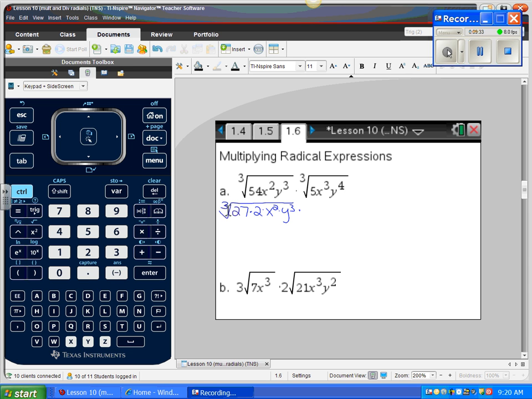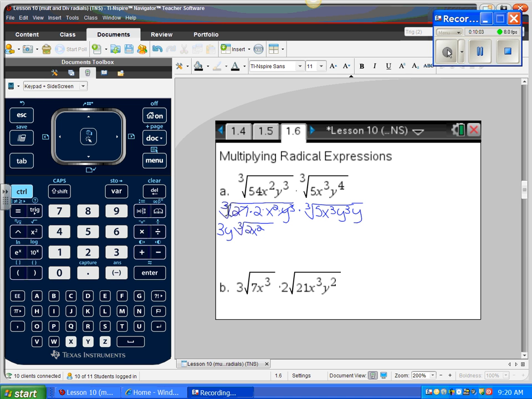Okay. Cube root of 5x cubed. What am I going to do with that y? Y cubed and y, right? We want to be able to break them apart so that we can take perfect cube. All right, cube root of 27. 3. Cube root of y cubed. Y. So I'm left with 3y cube root of 2x squared. Are we okay with that?